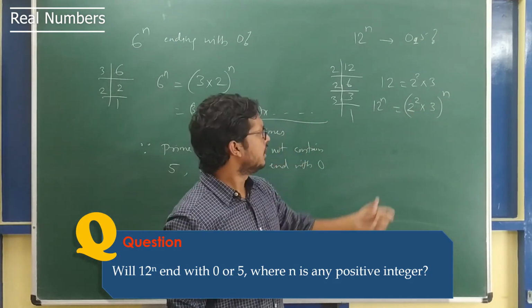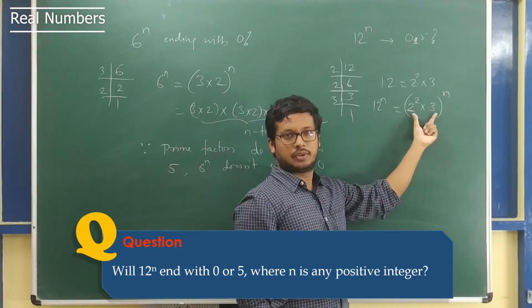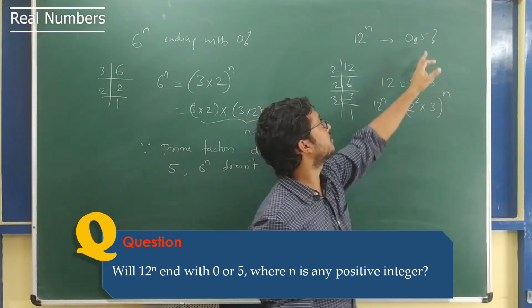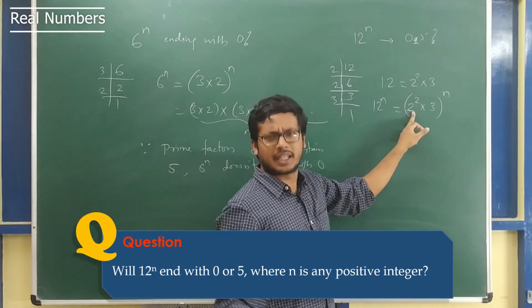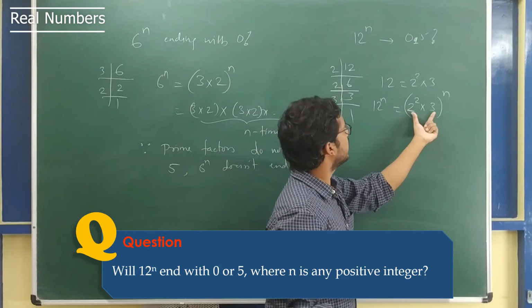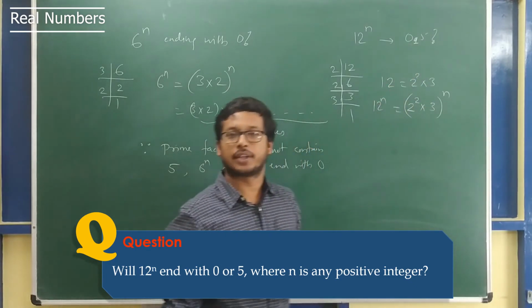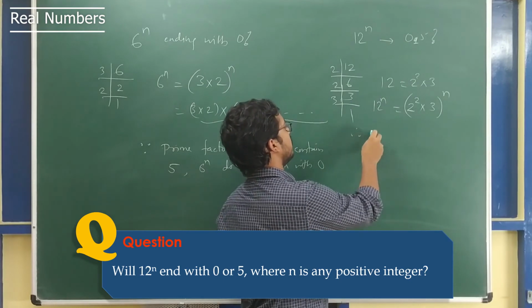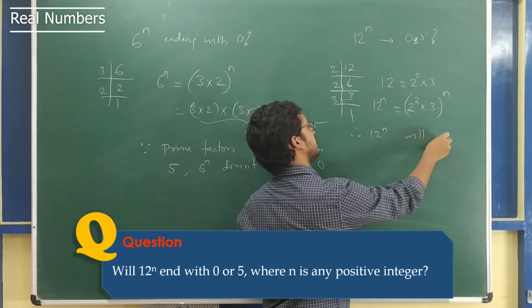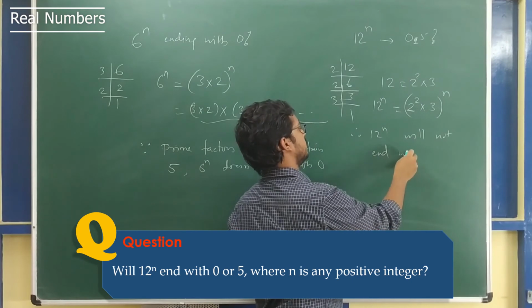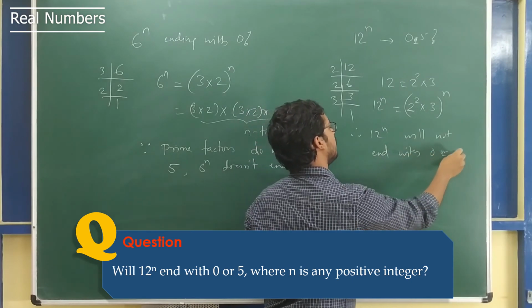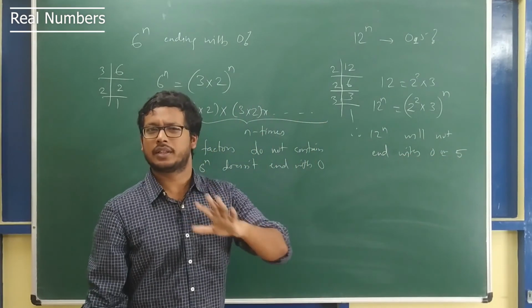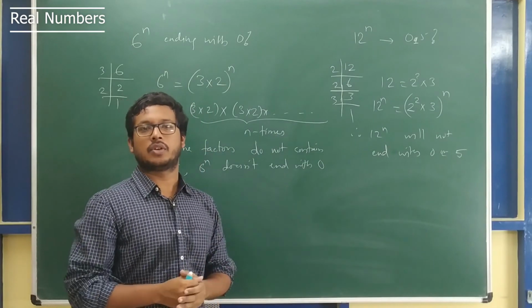So this does not contain 5. So definitely it will not end with 5. It has 2, but it still does not have 5. So therefore it definitely will not end with 0. So therefore 12 raised to n will not end with 0 or 5. Very simple application of the fundamental theorem of arithmetic.